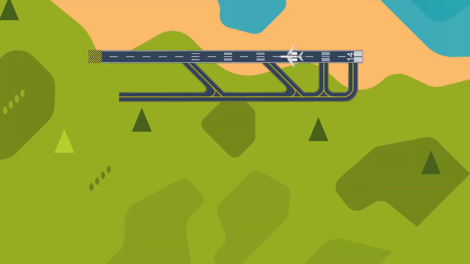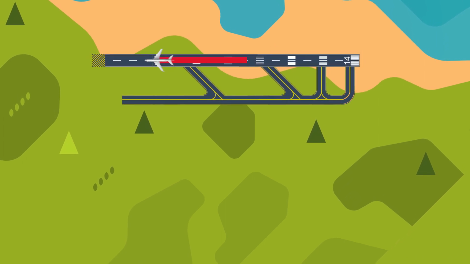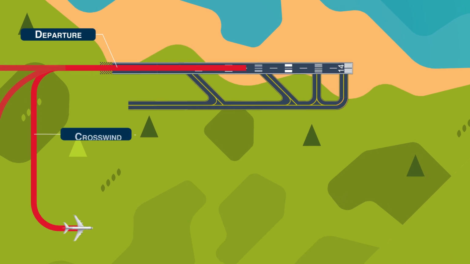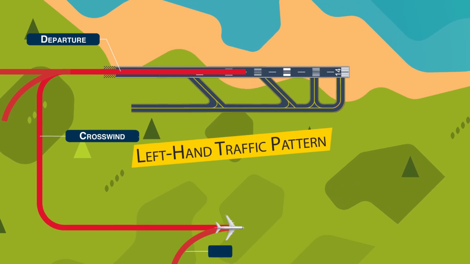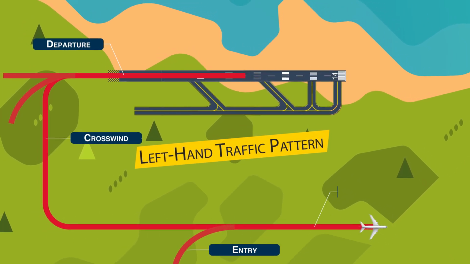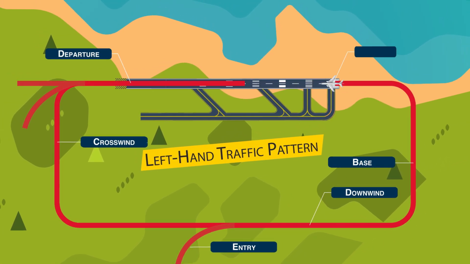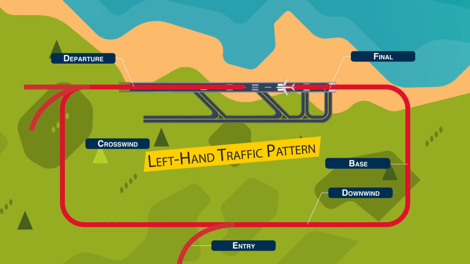Here's an example of a traffic pattern. It's basically a rectangular course getting you from the end of the runway back to the runway. It's the standard pattern for all airports. Sometimes there are some right patterns, but mostly, unless it's identified, it's a left pattern.